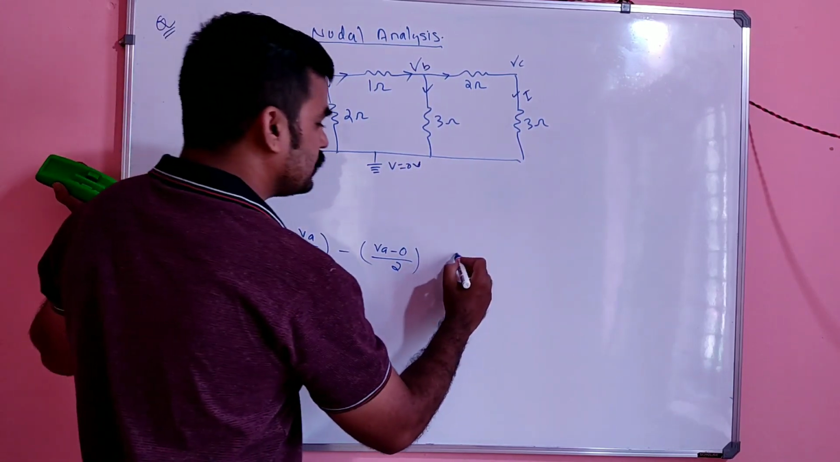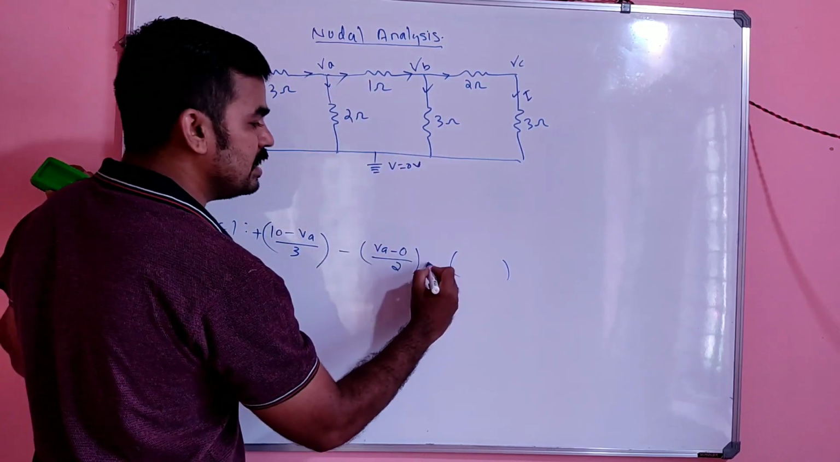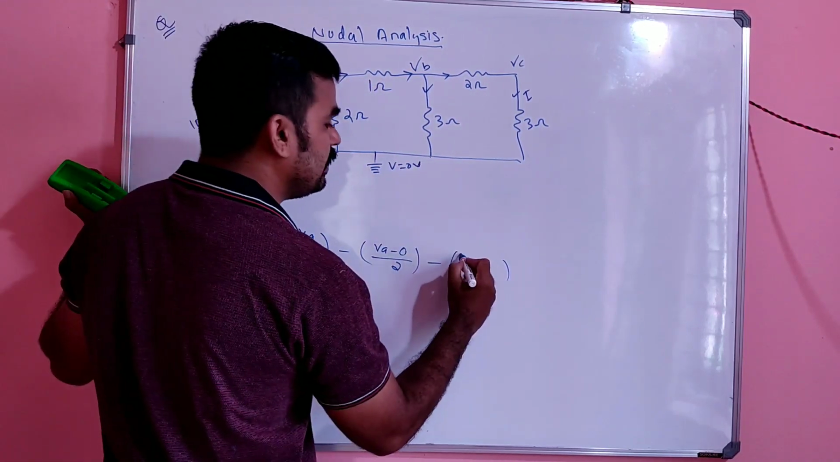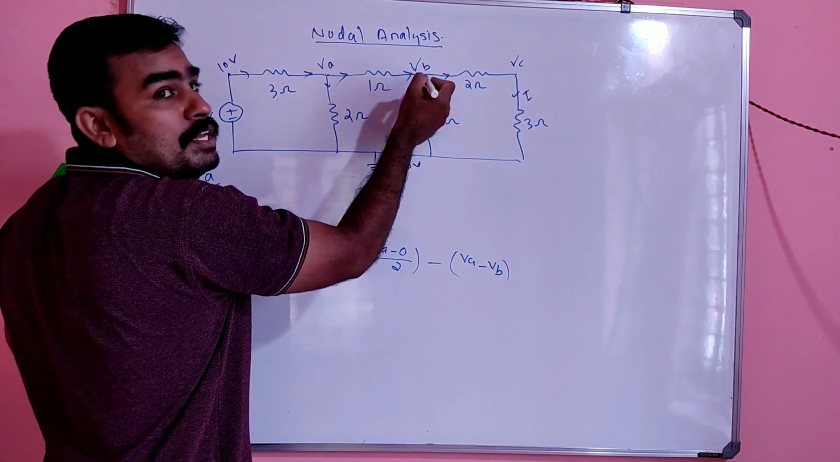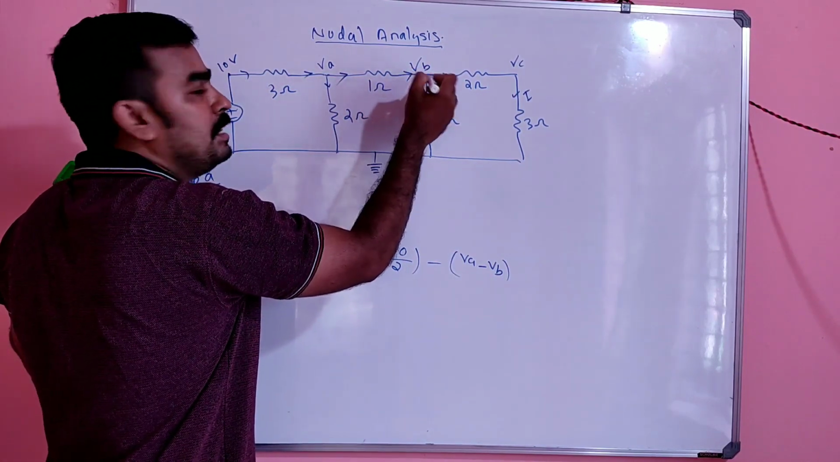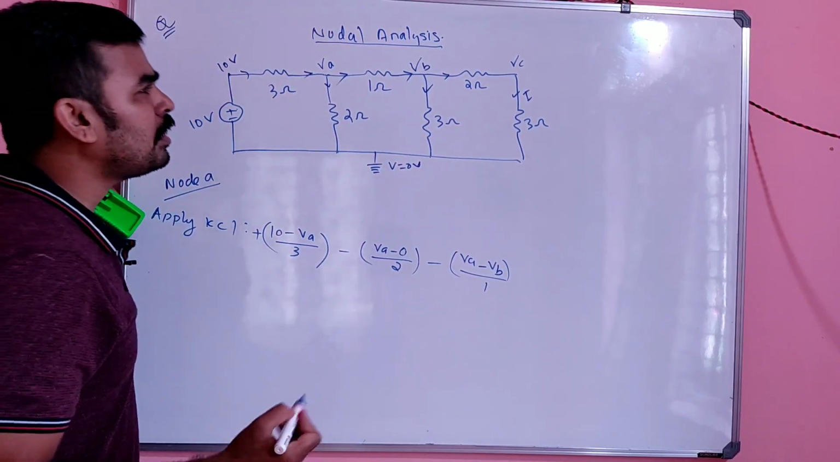Is it clear? And next point, consider next current. It is again outgoing current, no? So obviously it will be minus. So it will be VA minus VB. See, VA minus VB, because the other point is nothing but VB. So it will be VA minus VB divided by 1.